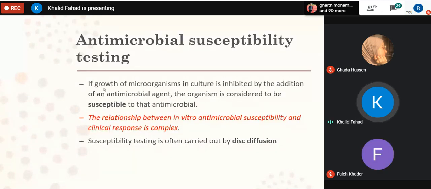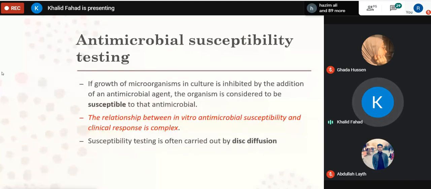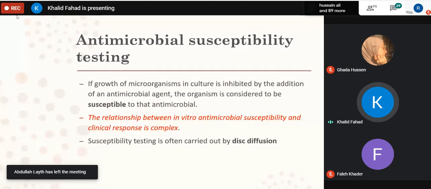So this was explained by the red line. The relationship between in vitro antimicrobial susceptibility testing and the clinical response is complex. And as you know from your previous year or this year, susceptibility testing is often carried out by disk diffusion. This is a famous method to define antimicrobial susceptibility.